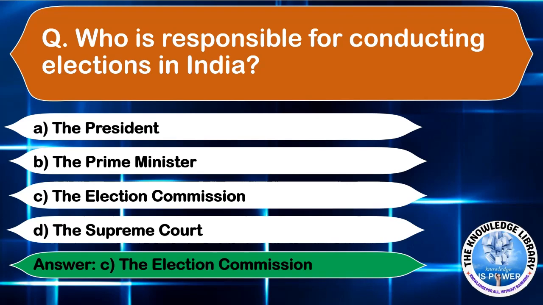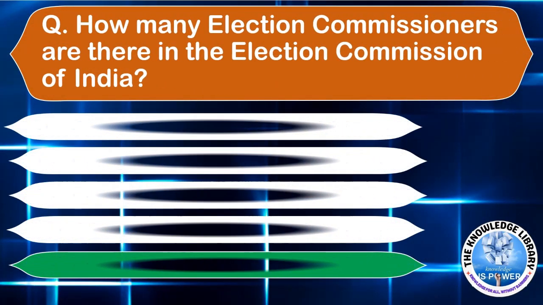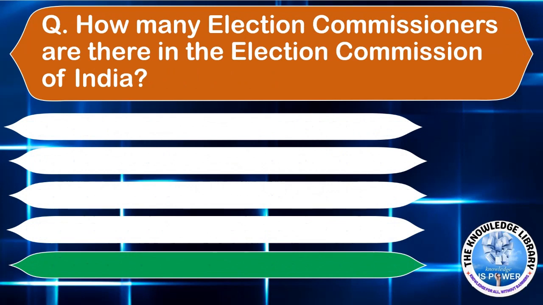Moving to the next question. How many election commissioners are there in the Election Commission of India? Option A 1, option B 2, option C 3, or option D 4.